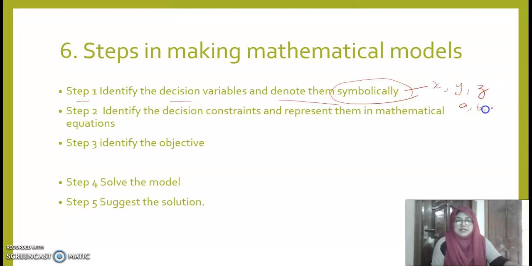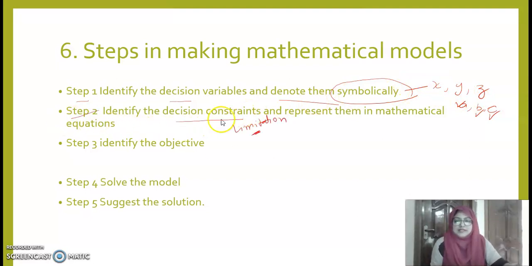The reason is that in the end you will be telling them to produce this many units of A, this many units of B, and produce this many units of C, to maximize your profit. So denoting them is very important. This is the first step.